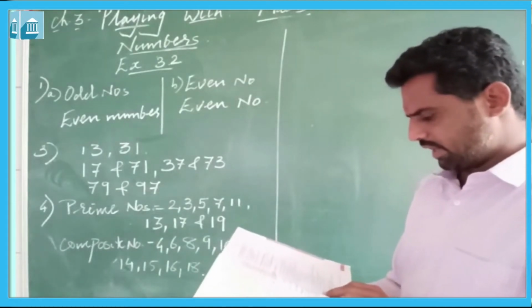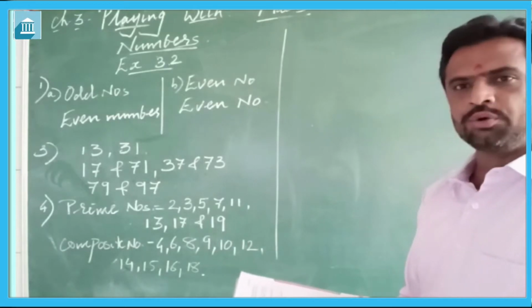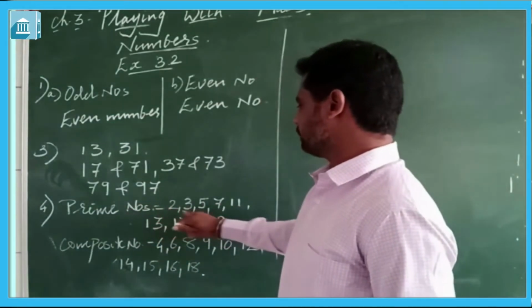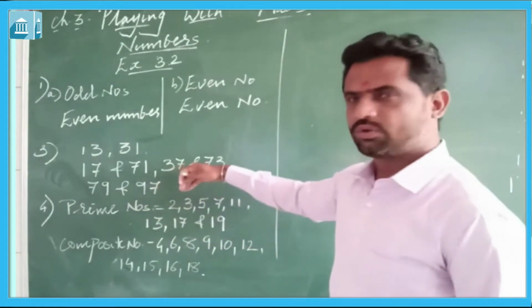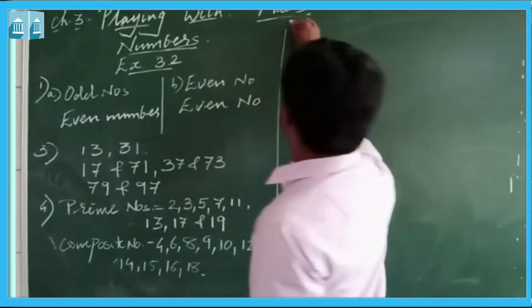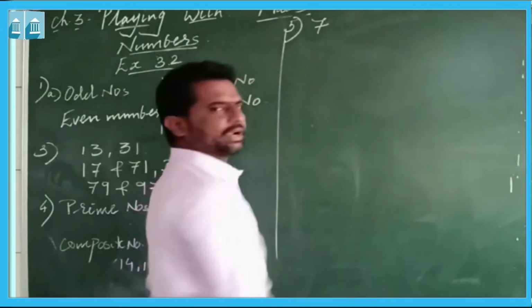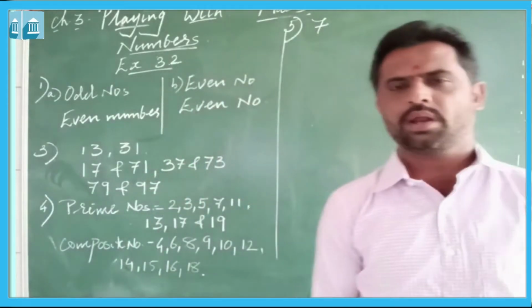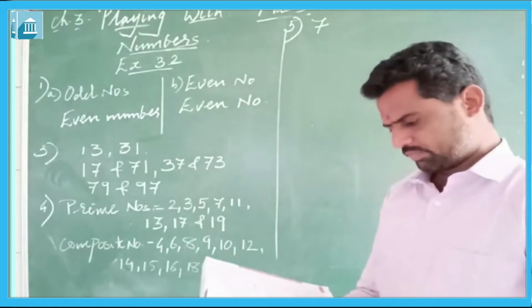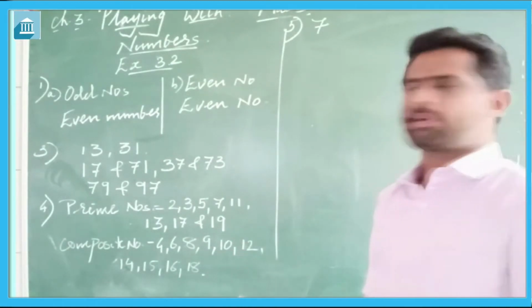Question number 5 is, what is the greatest prime number between 1 to 10? Now, which is the greatest prime number between 1 to 10? The prime numbers between 1 to 10 are 2, 3, 5 and 7. So, the answer is 7 is the greatest prime number between 1 to 10.